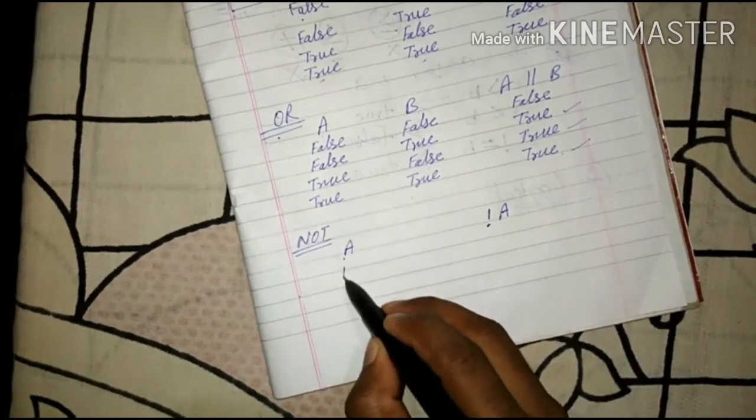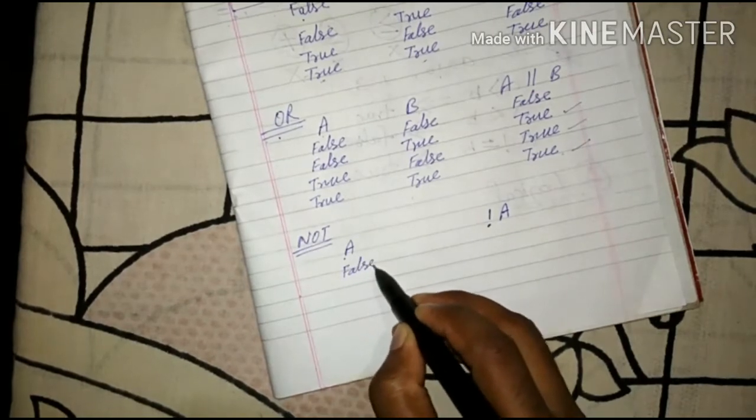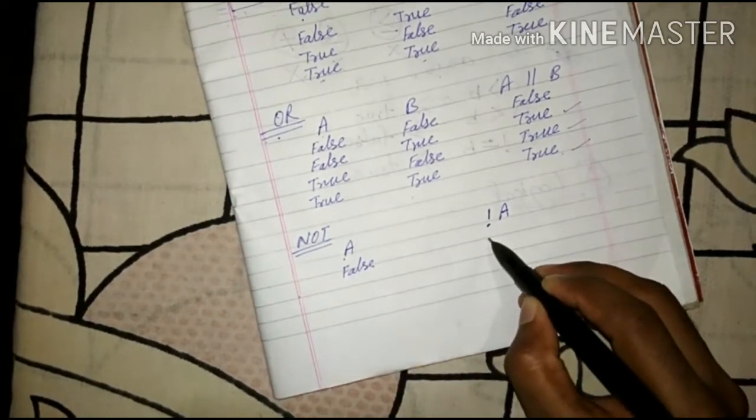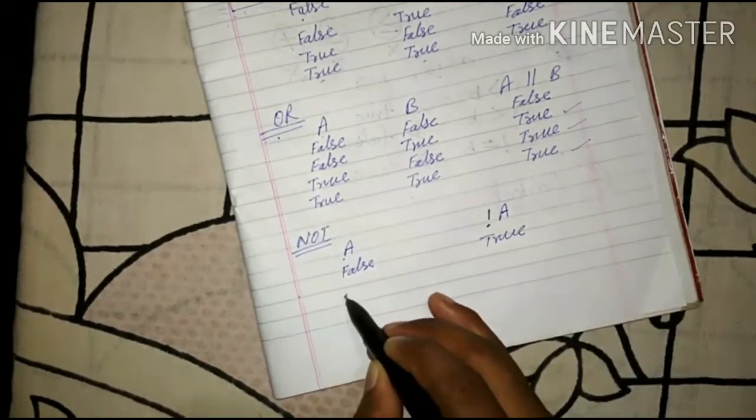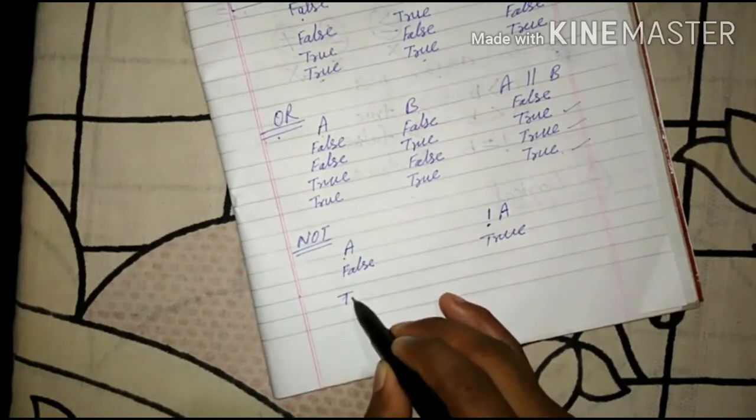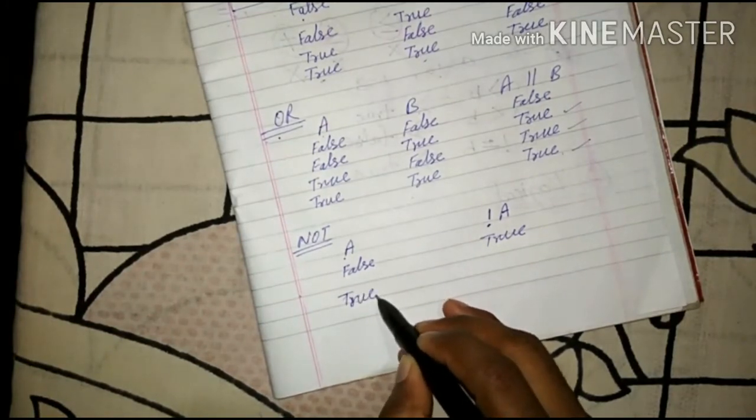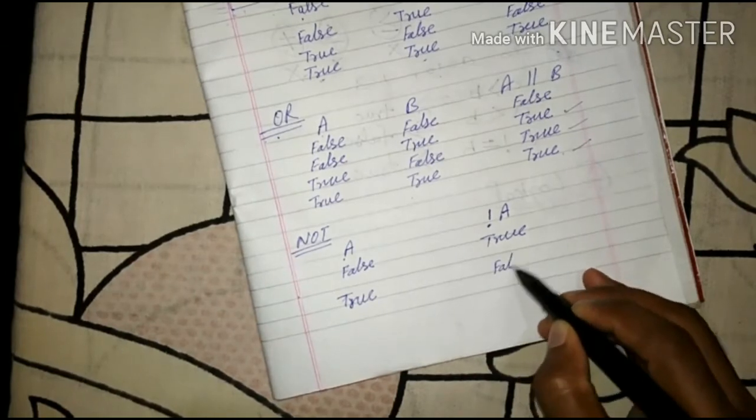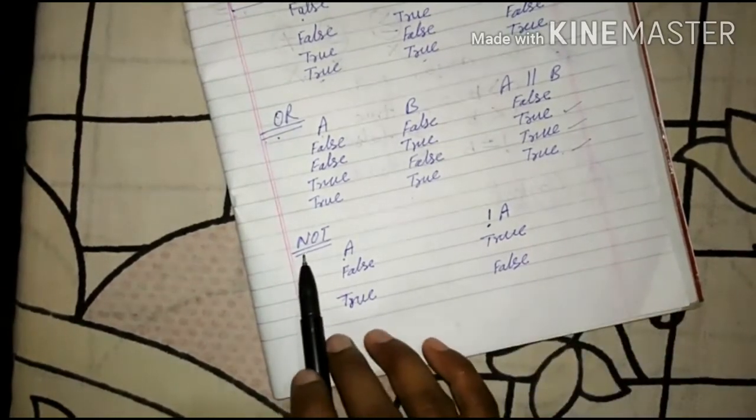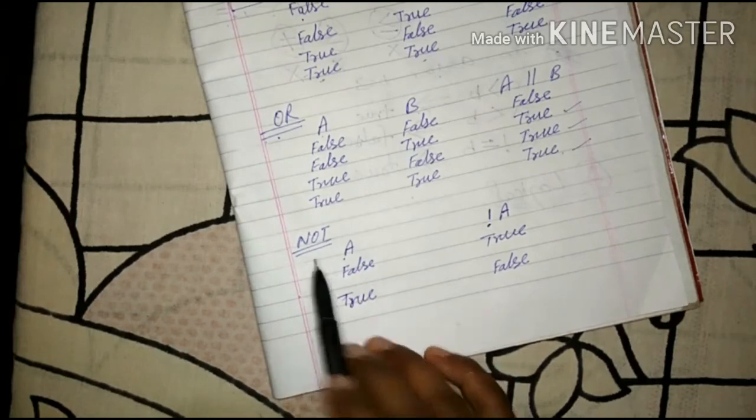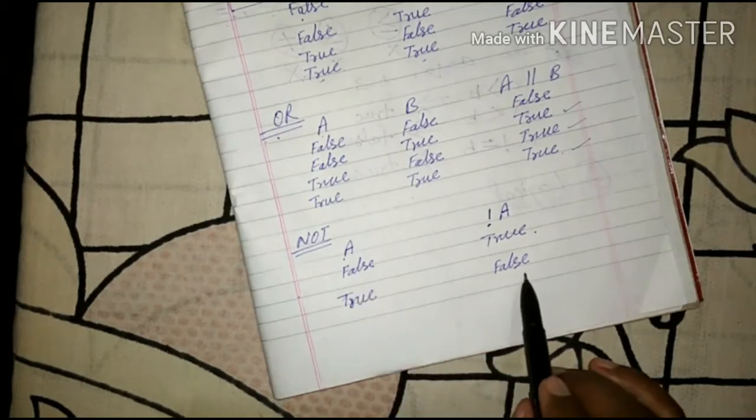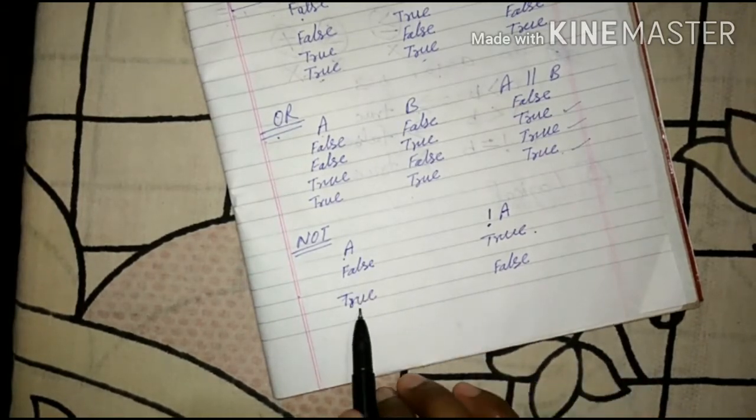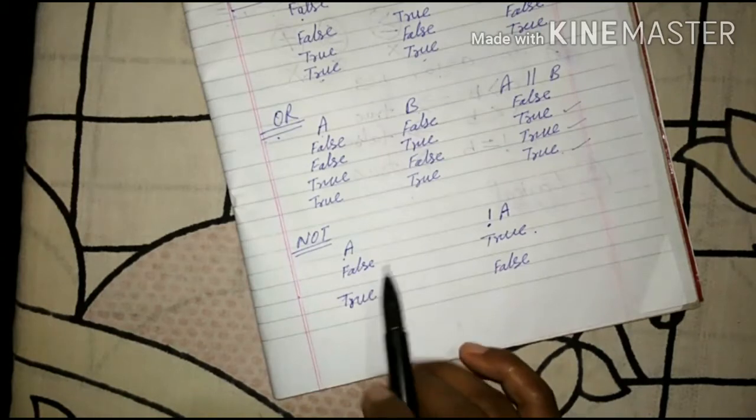Okay, if A is false, then the result will be true. If the condition is true, then the result will be false. In the case of the NOT logical operator, the result will be true if the condition is false. The result will be false if the condition is true. Okay, I think you have got this logical operator.